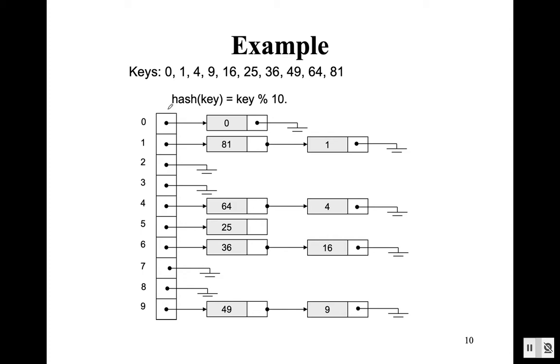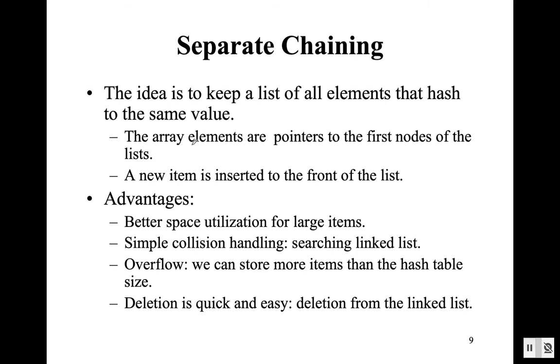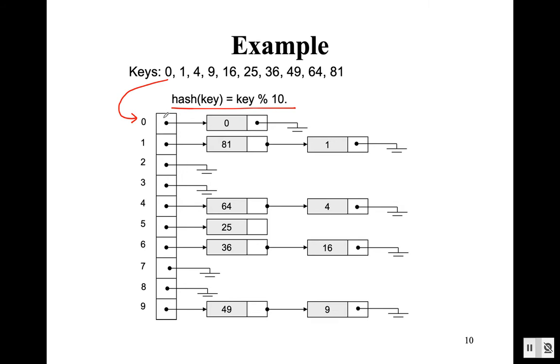So let's say this is our hash function. The key value is 0, and we're going to insert it at 0. Now we are not going to insert 0 in the array itself. The array elements will be a pointer to a list, or we can say a chain. Array elements will point to a chain. A chain is nothing but a linked list.